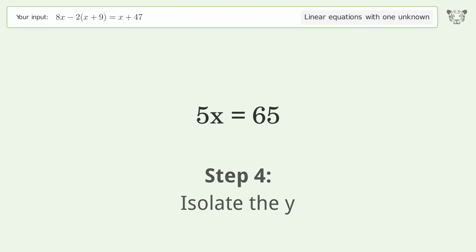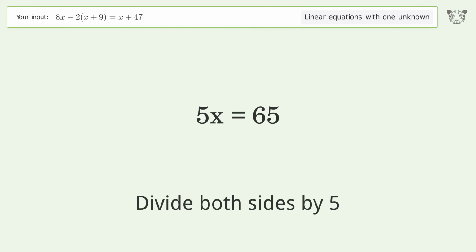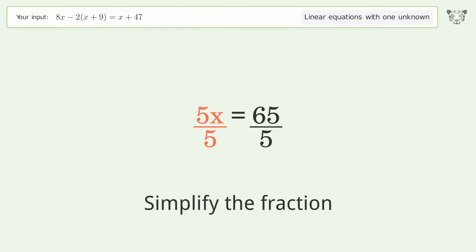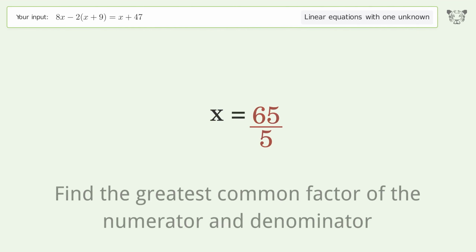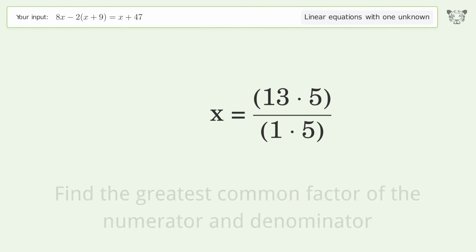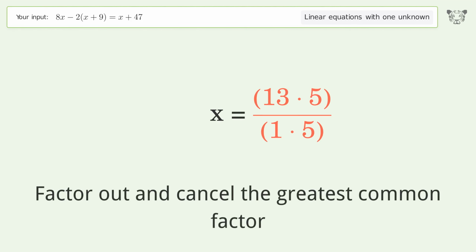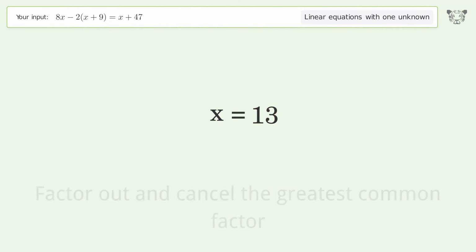Isolate the y. Divide both sides by 5. Simplify the fraction. Find the greatest common factor of the numerator and denominator. Factor out and cancel the greatest common factor. And so the final result is x equals 13.